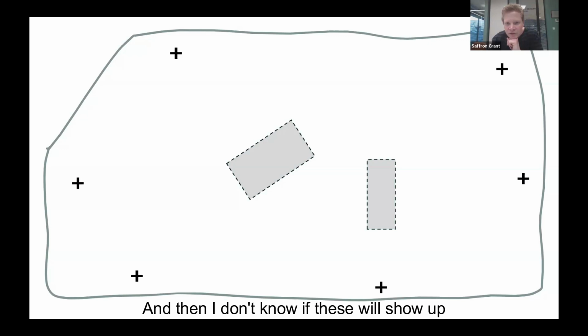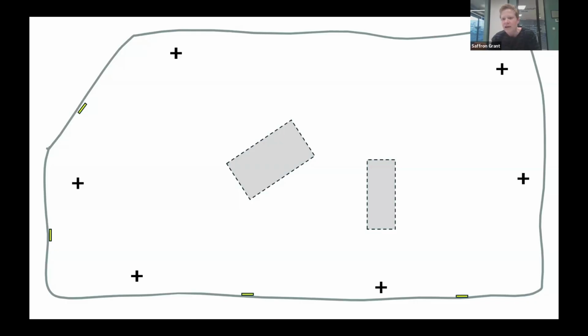And then, I don't know if these will show up on the screen, but can you see that around the edge, these little yellow retros are appearing? So that's going to be your secondary control points. So they are going to be in convenient places so that wherever you set up on the site, you can always see a couple of retros to basically get your instrument setup done.